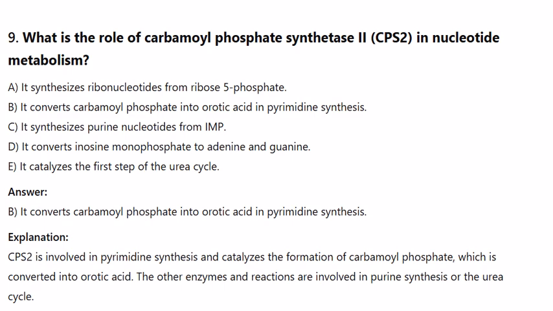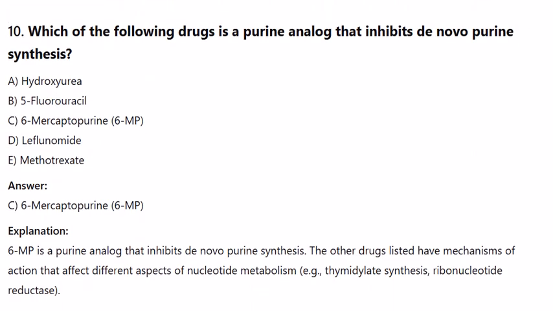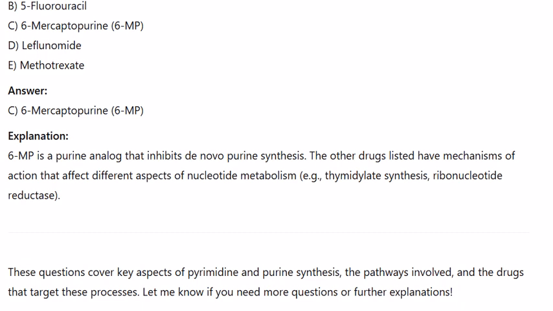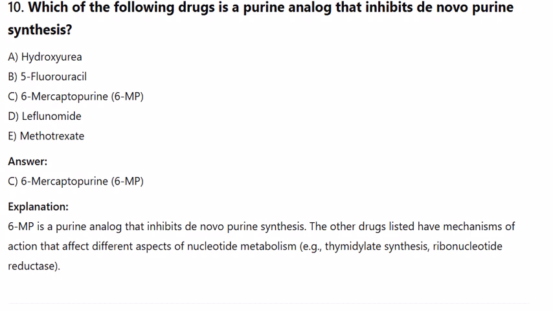Number 10. Which of the following drugs is a purine analog that inhibits de novo purine synthesis? A. Hydroxyurea, B. 5-fluorouracil, C. 6-mercaptopurine, 6-MP, D. Leflunomide, E. Methotrexate. Answer: C. 6-mercaptopurine, 6-MP. Explanation: 6-MP is a purine analog that inhibits de novo purine synthesis. The other drugs listed have mechanisms of action that affect different aspects of nucleotide metabolism, e.g., thymidylate synthesis, ribonucleotide reductase.